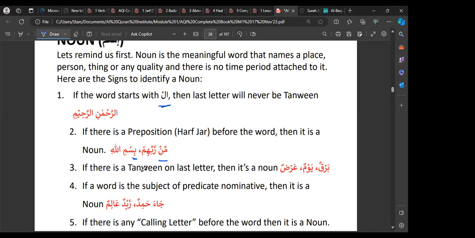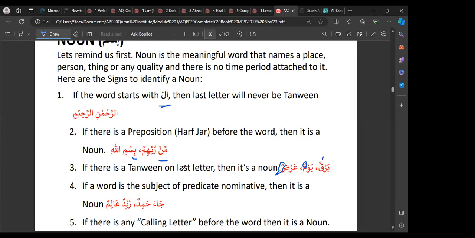So any word, no matter what the word is, even if you don't know the meaning of the word, if it has a min before it, or a b before it, or any of the other harf or jars, then you know that the next word is a noun. So that's number 2. Number 3, if there is a tanween on the last letter, then it's also a noun. Tanween meaning either fathatain, dammatain, or kasratain, any double harakat. So here we have dammatain. Oops, sorry. Funny circle. Dammatain.